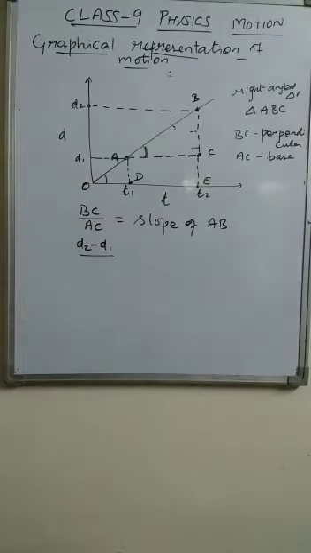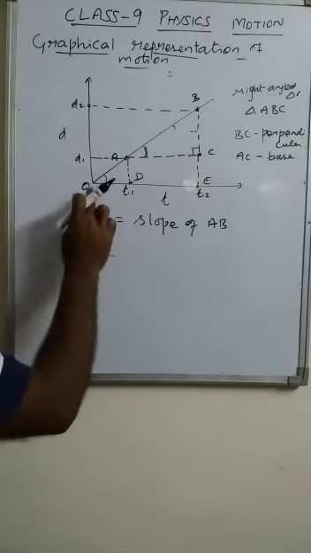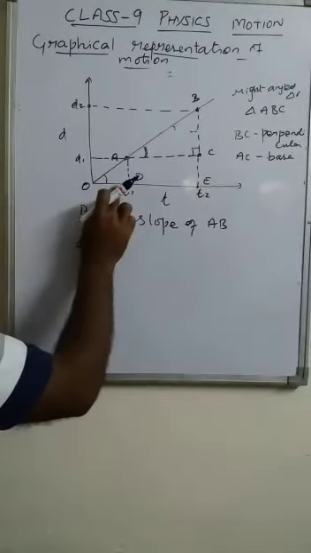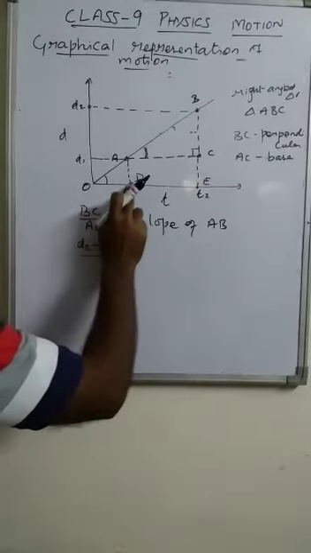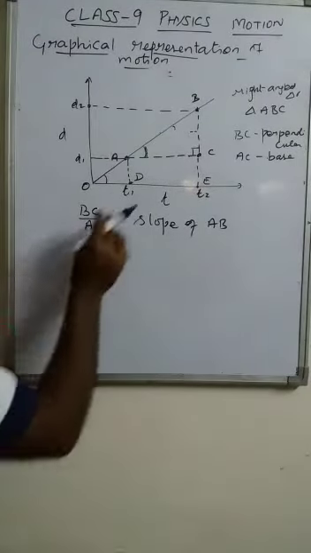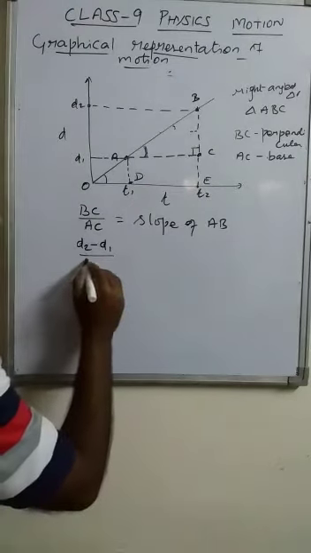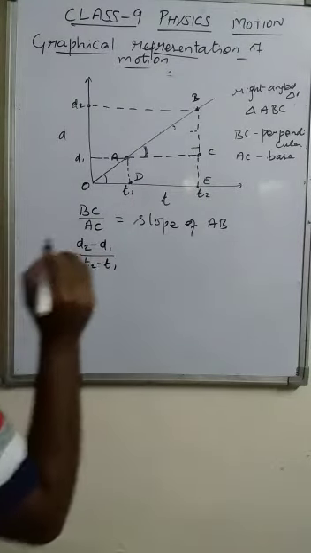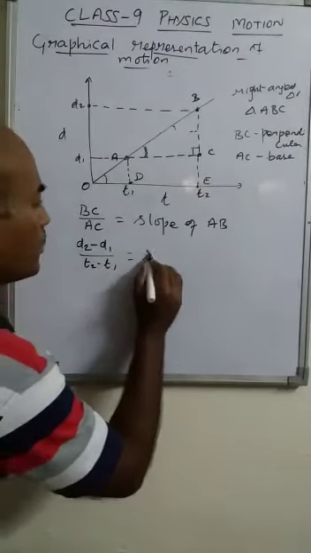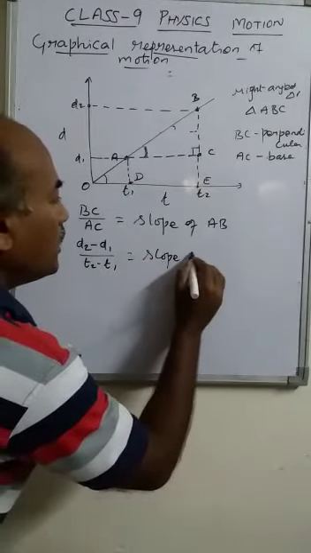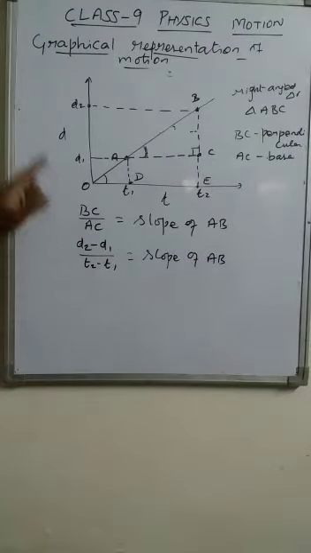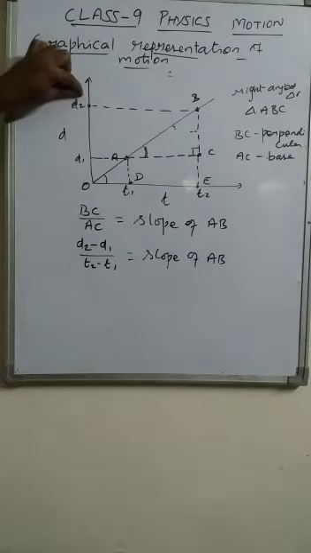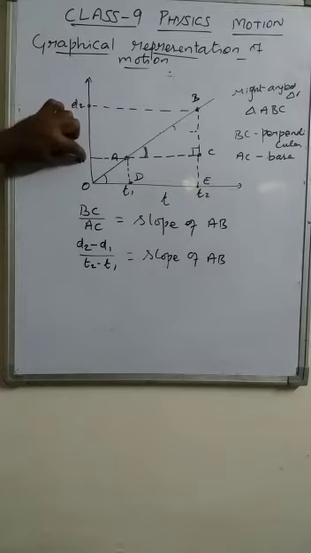Let us take this point O. DE can be written as OE minus OD. OE is equal to T2, OD is equal to T1. So DE is equal to T2 minus T1. That is equal to the slope of AB.